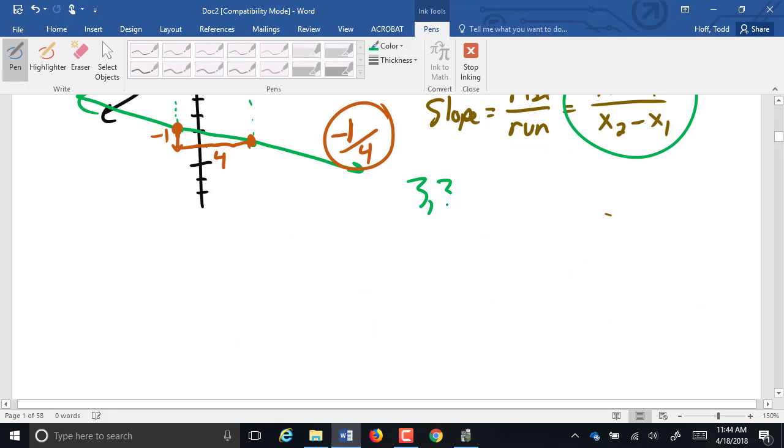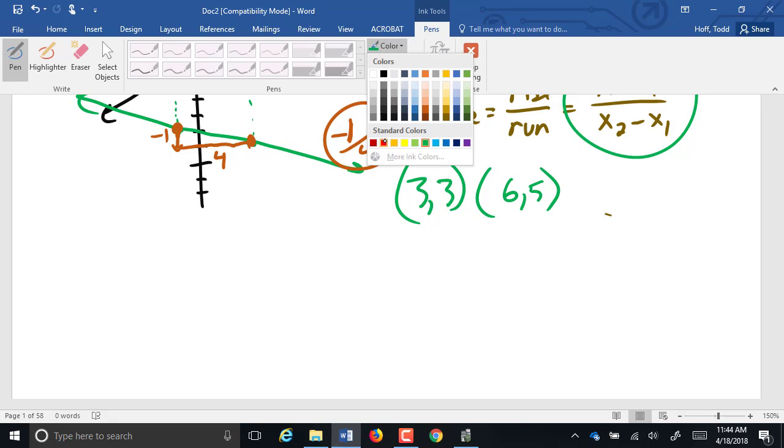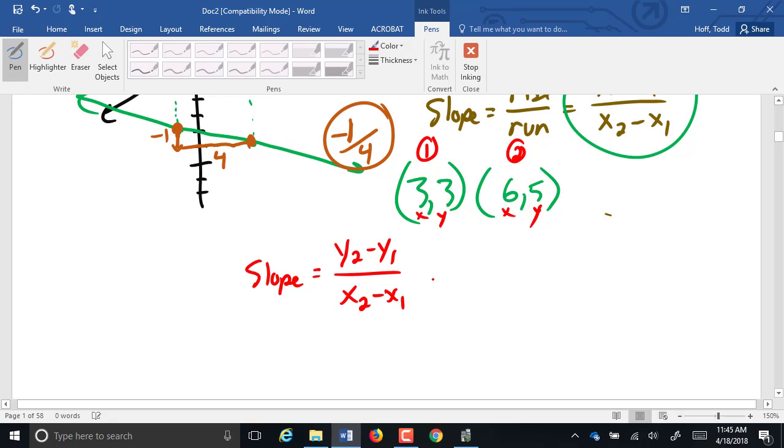If I have (3, 3) and (6, 5), of course we're beating this one to death a little bit. We know the slope is 2/3, but that's okay. If I take this as point 1 and this is point 2, point 1 has x and y coordinates, point 2 has x and y coordinates. The slope being y2 minus y1 over x2 minus x1.